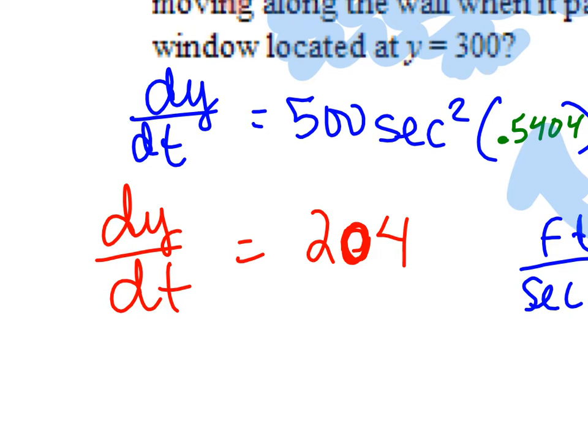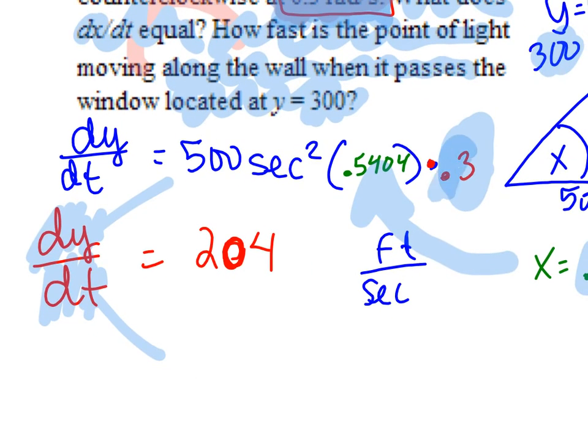But the answer is going to be, because essentially now you have dy/dt, feet per second as your answer. So multiplying by that 0.3 made it feet per second. If you did not multiply by the 0.3, it would have been feet per radian. As a matter of fact, how do you get feet per radian? Well, take your answer here and divide by 0.3. So 204 divided by 0.3 would have given you feet per radian.